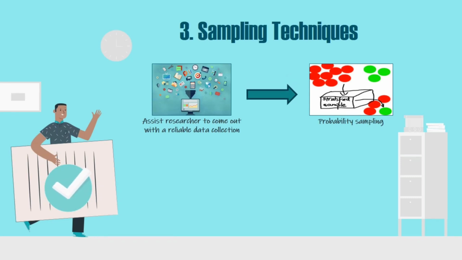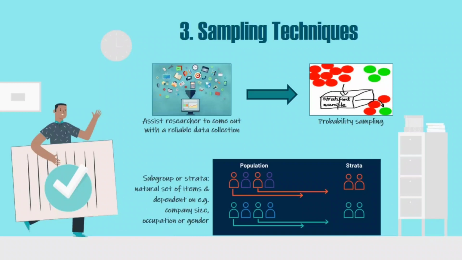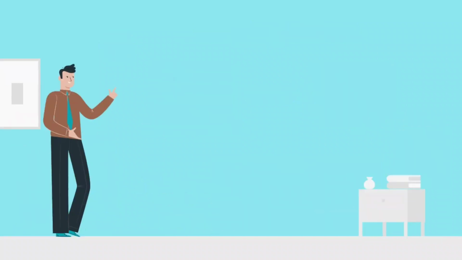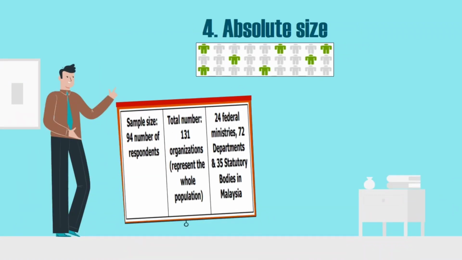The stratified sampling technique is when the research population is divided into subgroups or strata. A subgroup or stratum is a natural set of items and could depend on, for example, company size, occupation, or gender. The absolute size of the sample selected: the study will consist of a sample size of 94 respondents under a total number of 131 organizations to represent the whole population.